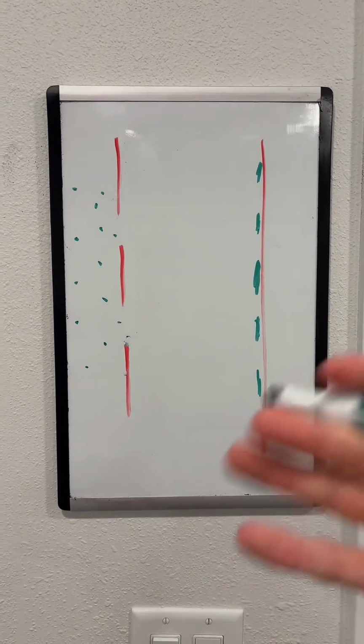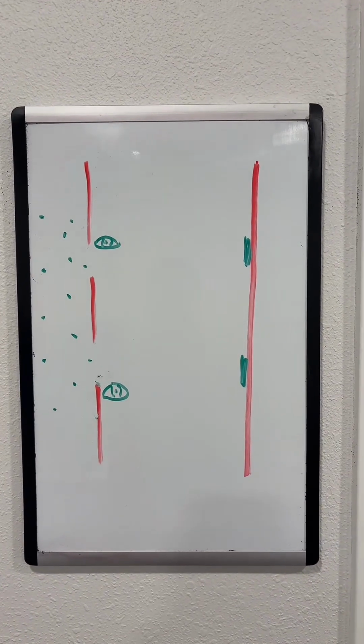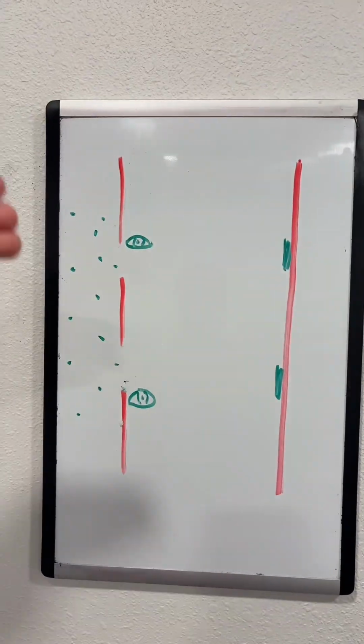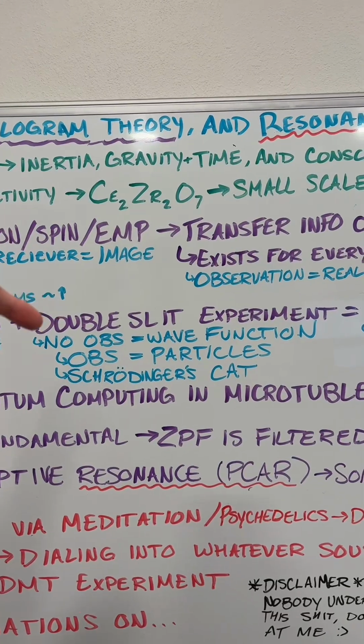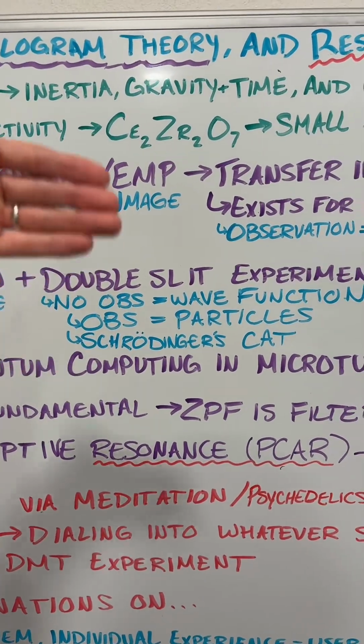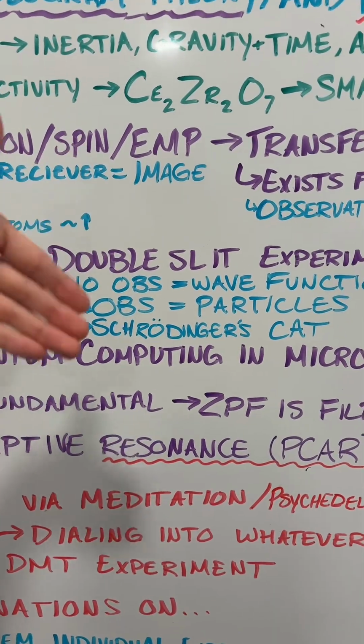They even tried it with individual particles, and it still did this. But when you observe it, they only go right where the slits are. Meaning it stops being in superposition, it could be anywhere, and it starts being exactly where you see it. So again, no observation, wave function. Observation, particle. Another way to explain this is Schrodinger's cat, where essentially it's in superposition because it could be alive or dead, and you're not sure until you open the box to check.